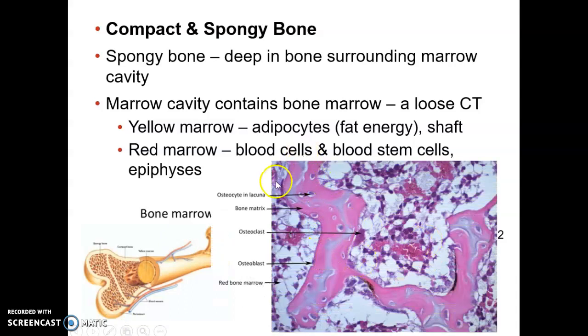Oh, just a picture I found of the trabeculae struts with osteocytes within their lacunae, and then these nuclei you see here are the nuclei of blood stem cells of the red bone marrow for production of blood cells. We'll talk about this again when we do the blood and cardiovascular system chapters.